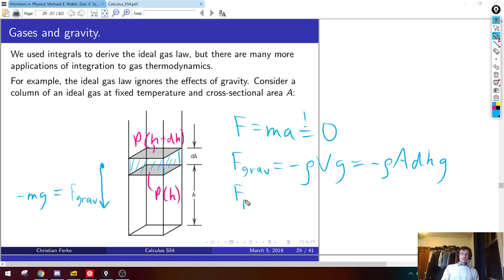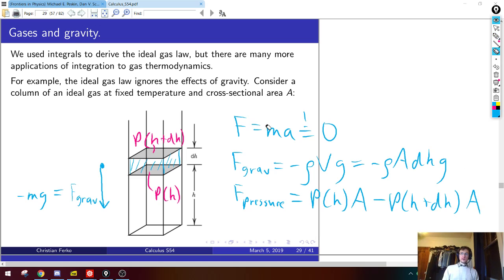So I claim F pressure is supposed to be a sum of two terms. Now remember, pressure is force per unit area. So to get the force, we have to multiply the pressure by an area. So F pressure is supposed to be a positive pressure at h times A, and a negative pressure at the higher point, h plus dh, times A.